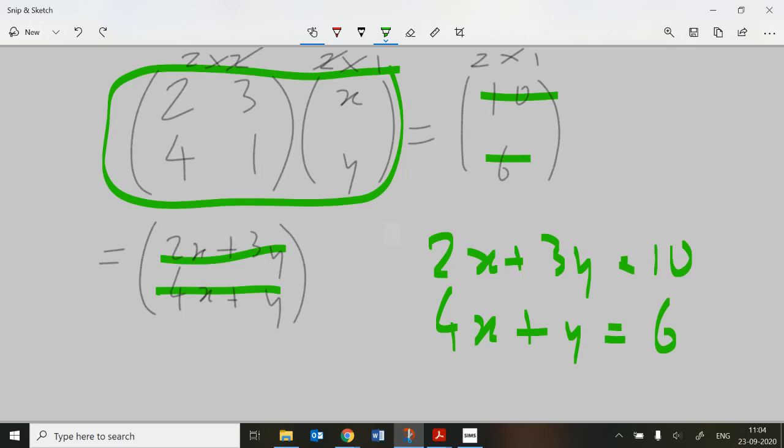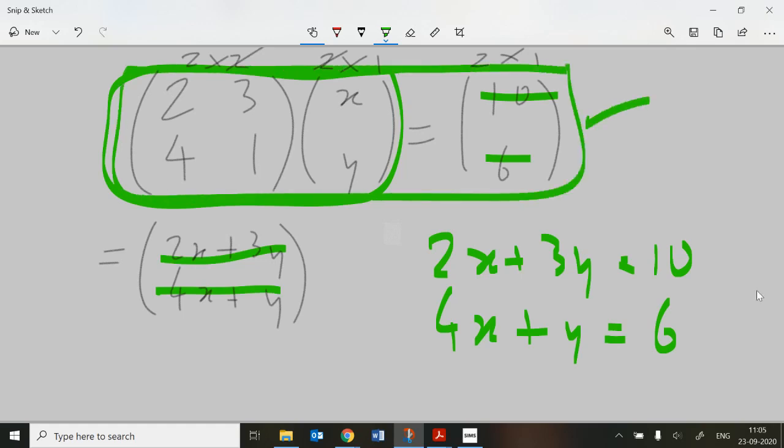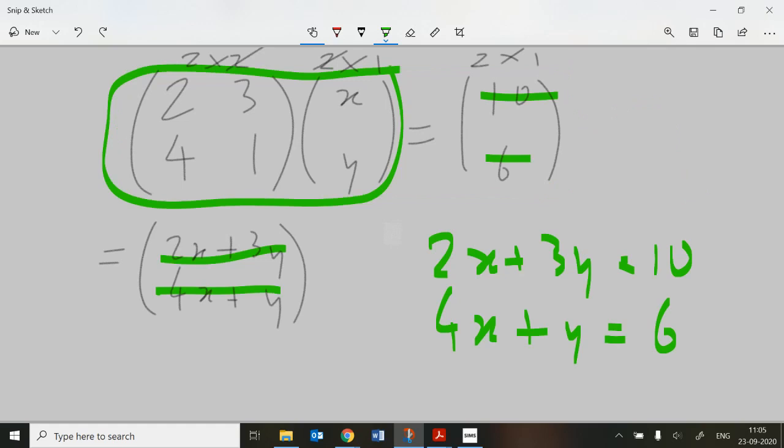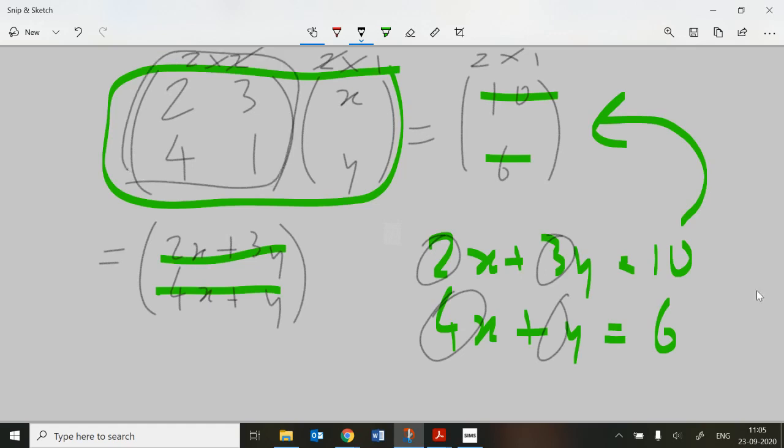Now you should be able to go definitely from the matrices to the simultaneous equations, but you should also be able to go from the simultaneous equations to the matrices. And you can see it's pretty straightforward, right? The 2, 3, 4, and the 1 make your matrix there, and your x, y is what you're multiplying by, and the 10, 6 is what you're ending up with. Now you can do this with 3 unknowns if you want, but we're just going to do it with 2 unknowns to start off with.